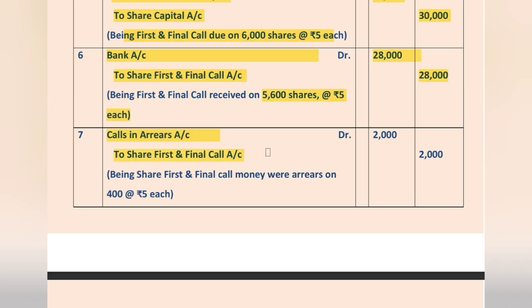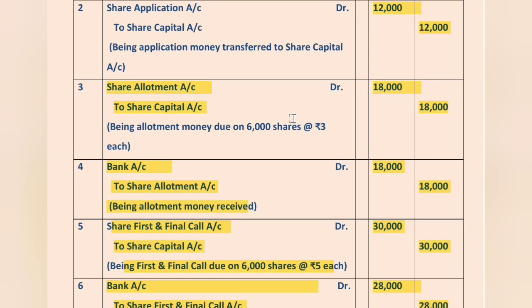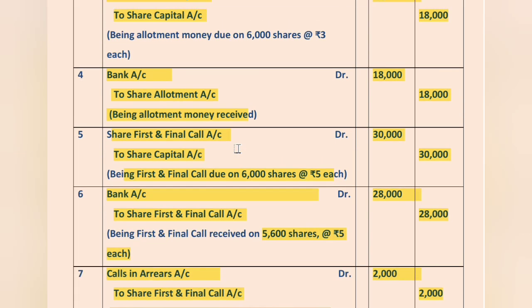share first and final call account. So how much? 2,000. How is it? See here, the last one is 400 shares into 5 per share that were not paid. So 400 into 5. So being, what is the being? Being share first and final call money is in arrears on how many shares? 400 shares at rupees 5 per share. Like that you have to write the different kinds of entries.